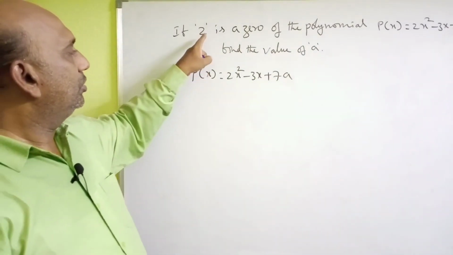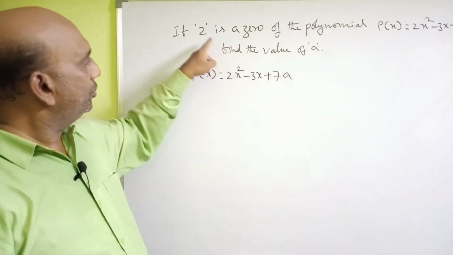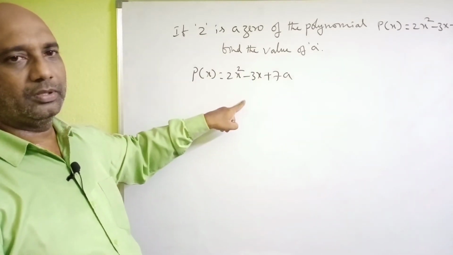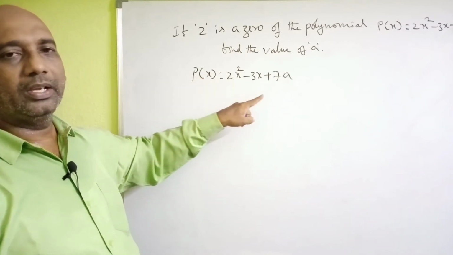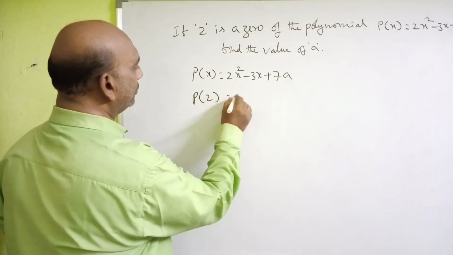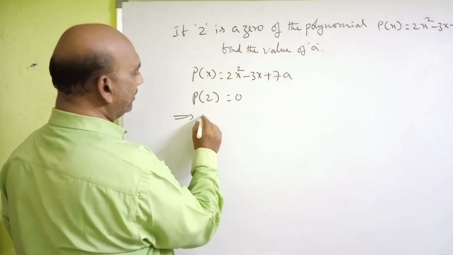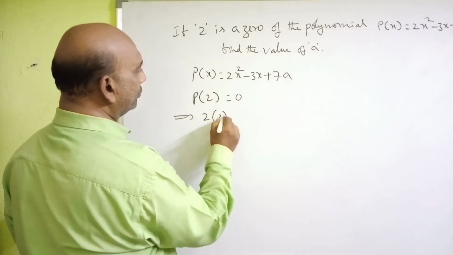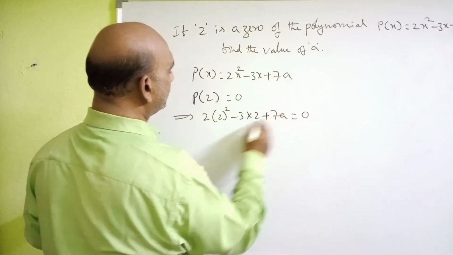What is given? 2 is the 0 of this given polynomial. Given 2 is the 0 of this polynomial, that's why substitute 2 in place of x and take equal to 0. That means p of 2 equal to 0. That implies by substituting 2 in place of x, we will get 2 into 2 square minus 3 into 2 plus 7a equal to 0.